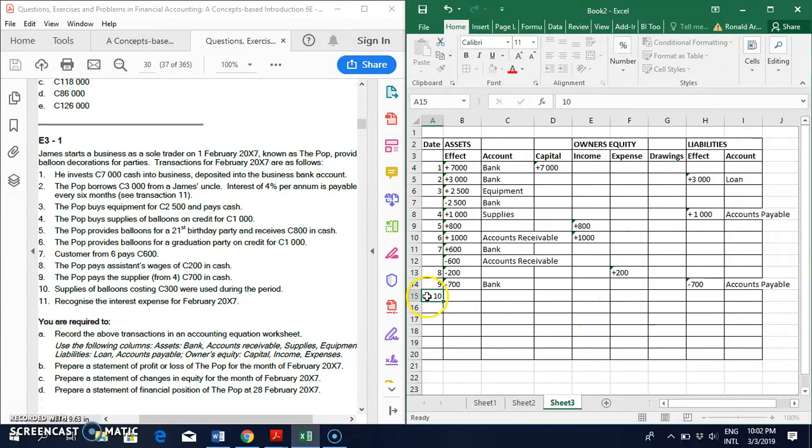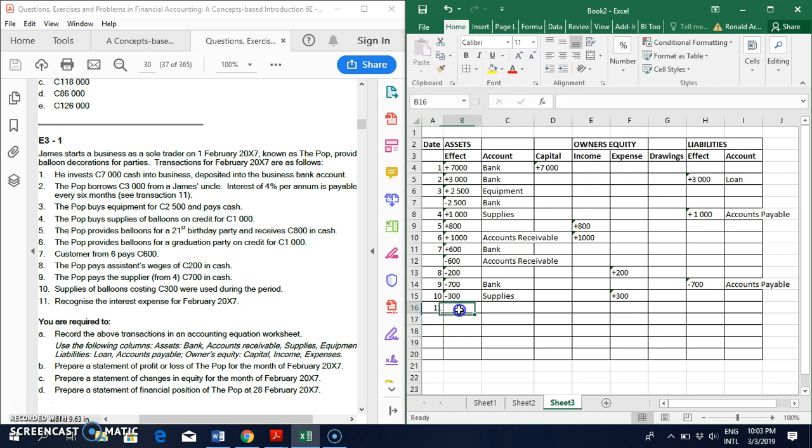Then transaction 10. It says the supplies of balloons costing 300 Rand were used during the period. So we've used some of our supplies. So what happens to our supplies? It decreases. So we decrease supplies by 300. And when we use up an asset, what does it become? An expense. So we increase our expenses by 300. Remember, I increase my expenses under expenses, because the more expenses increase, the more owner's equity decreases.